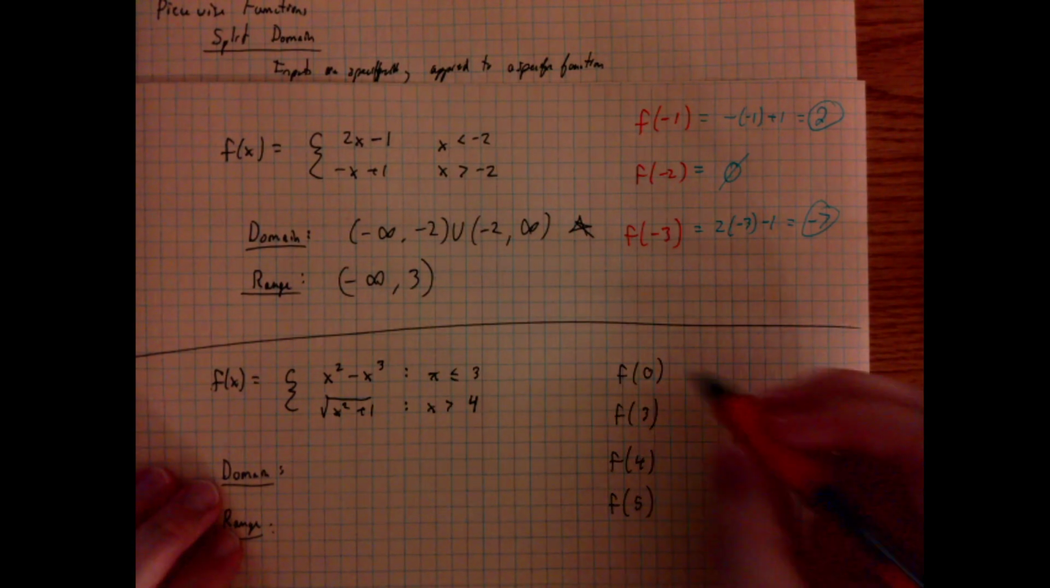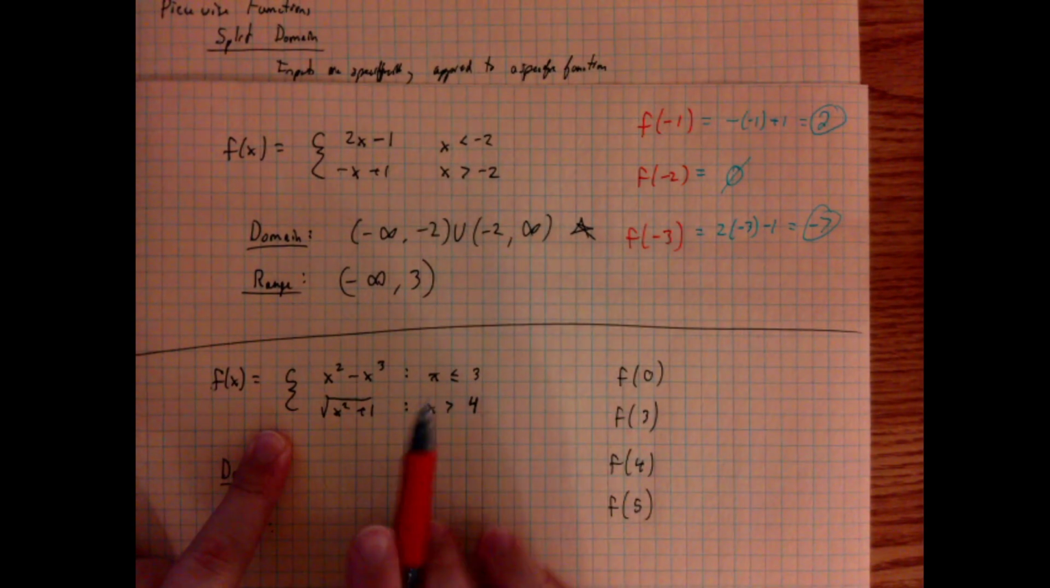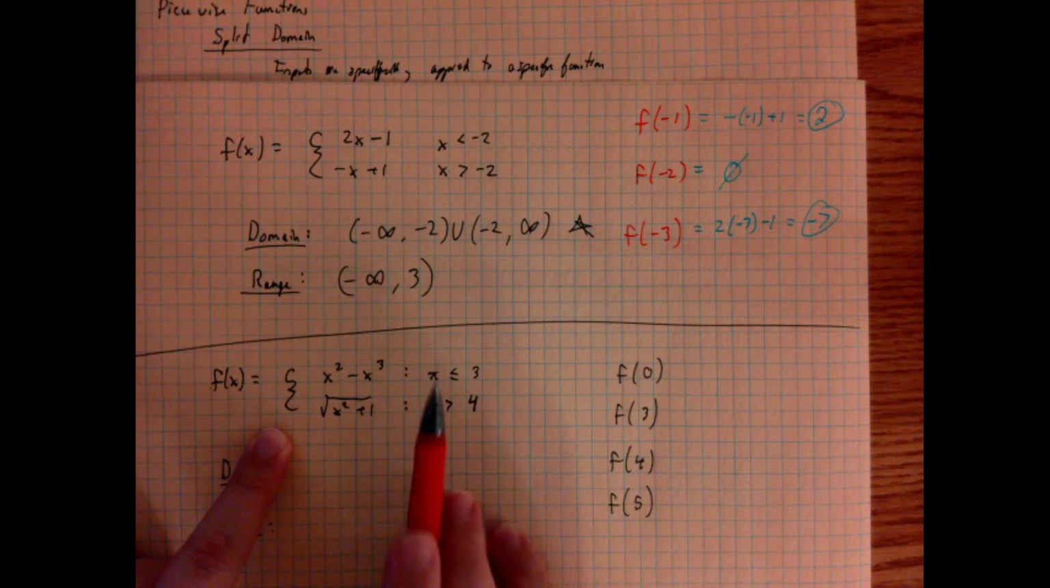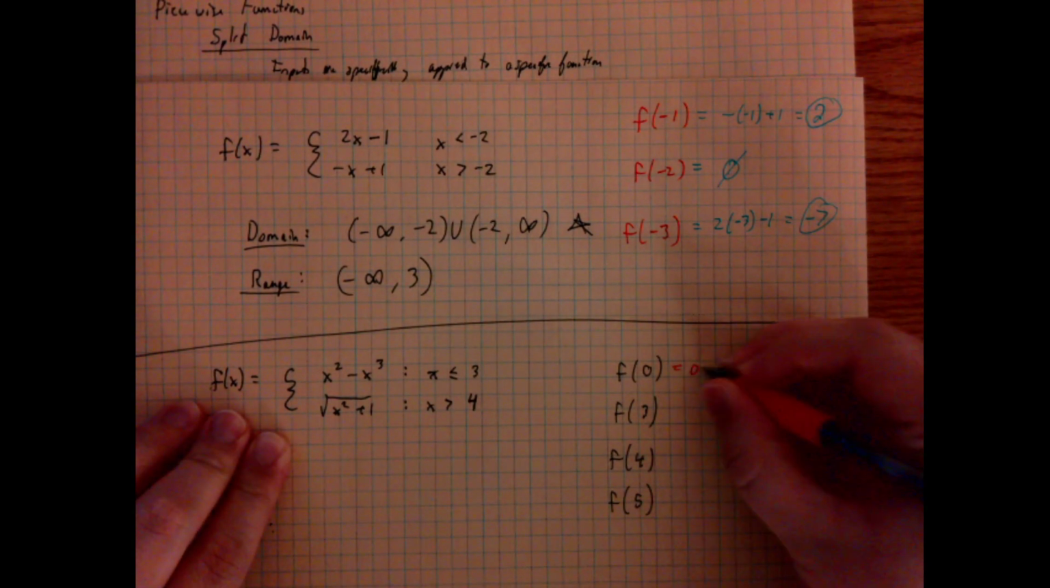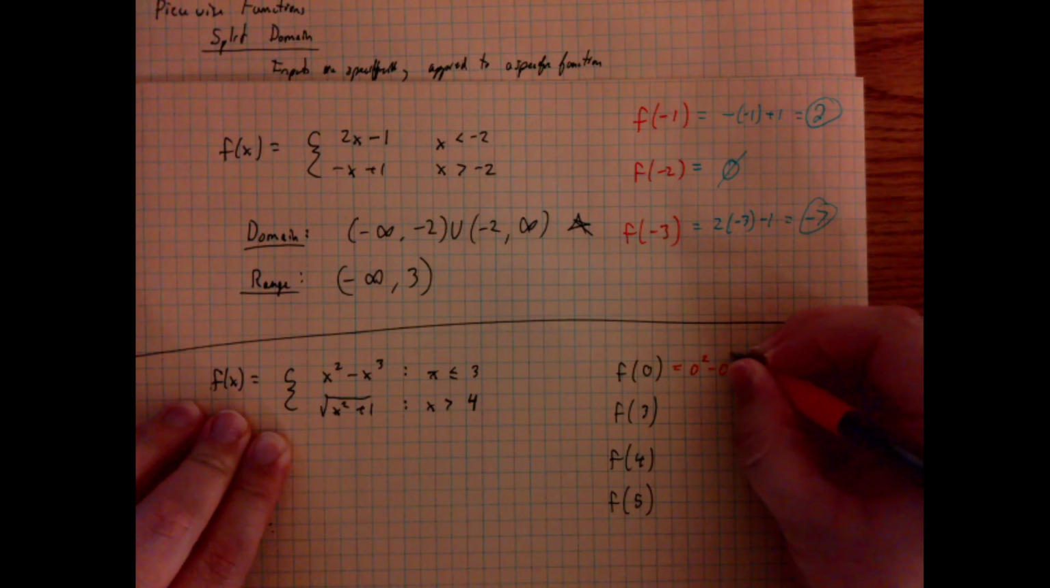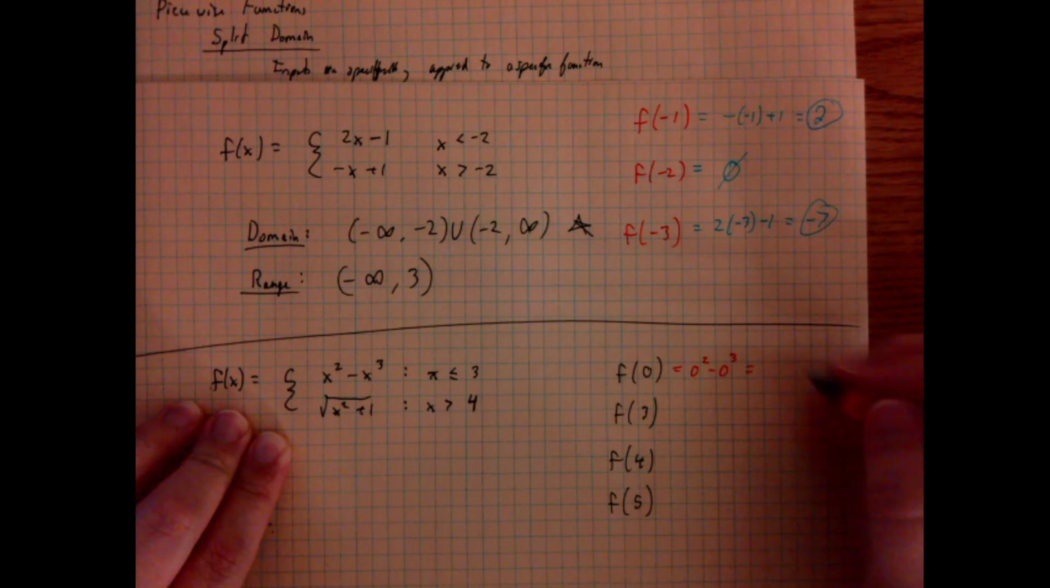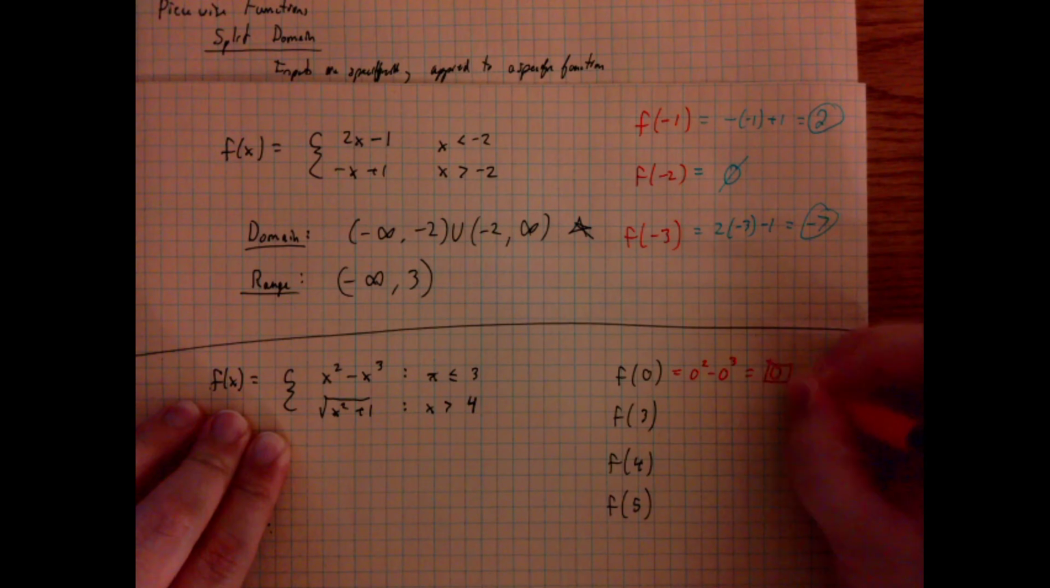So let's do that. F of 0. Well, is 0 less than or equal to 3? Yes, so I need to plug it into the top one. So I plug in 0, 0 squared minus 0 cubed. That'd be 0 minus 0, which is of course 0.